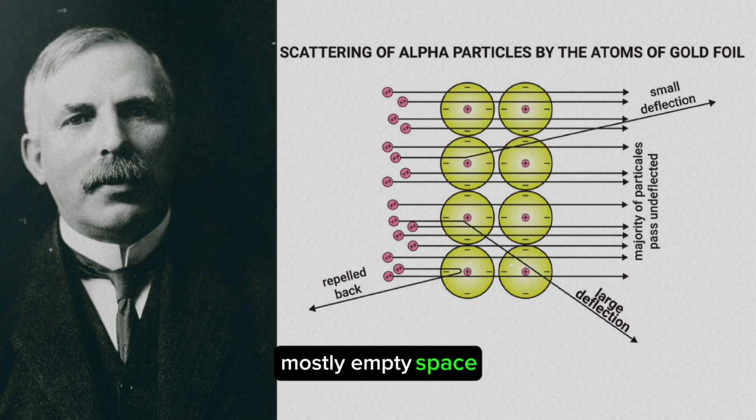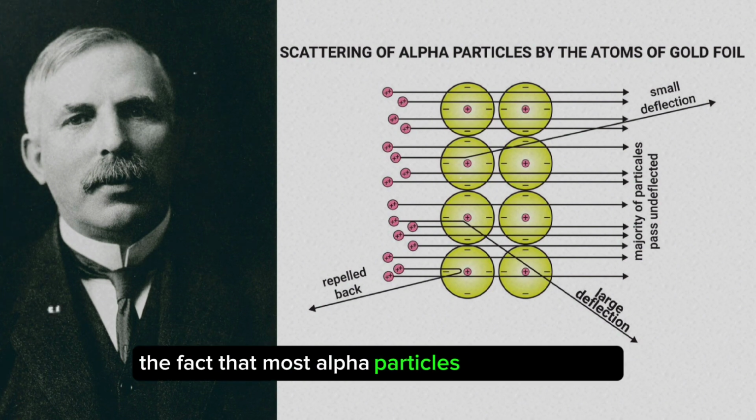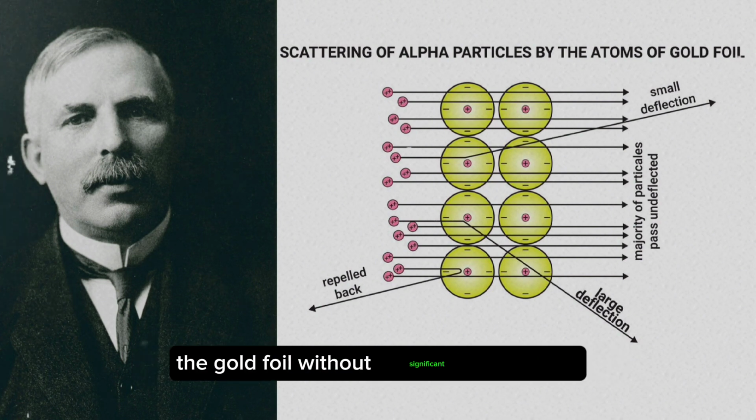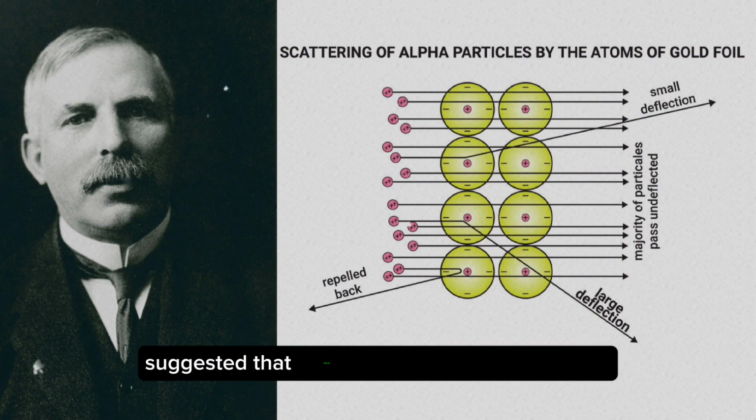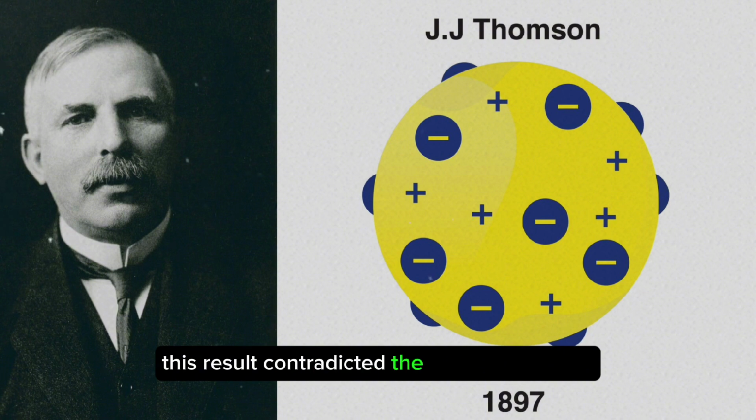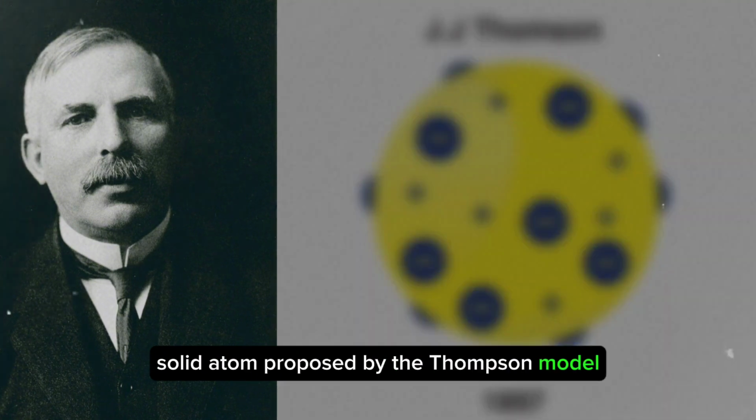Conclusions: 1. Mostly empty space. The fact that most alpha particles passed through the gold foil without significant deflection suggested that atoms were mostly empty space. This result contradicted the idea of a uniform, solid atom proposed by the Thomson model.